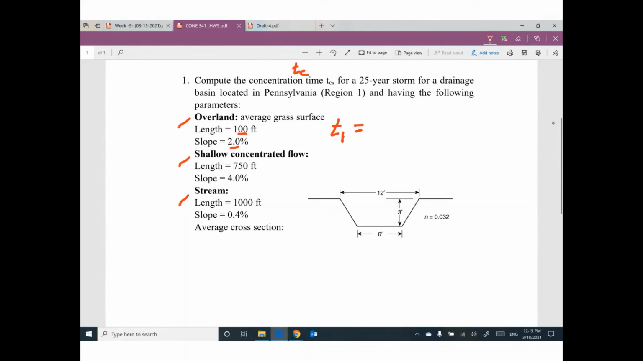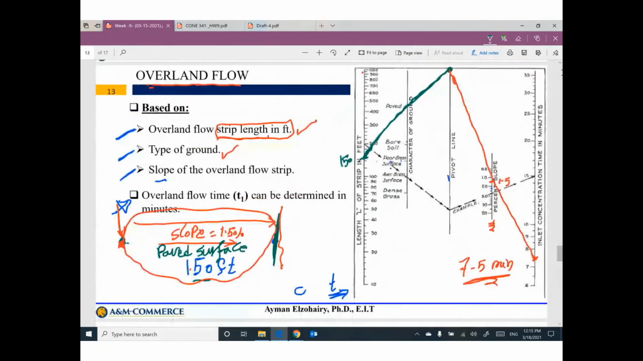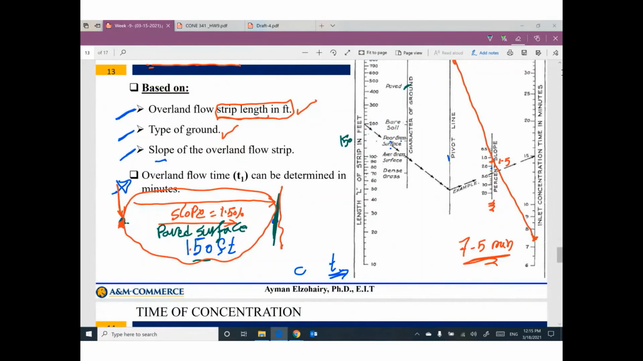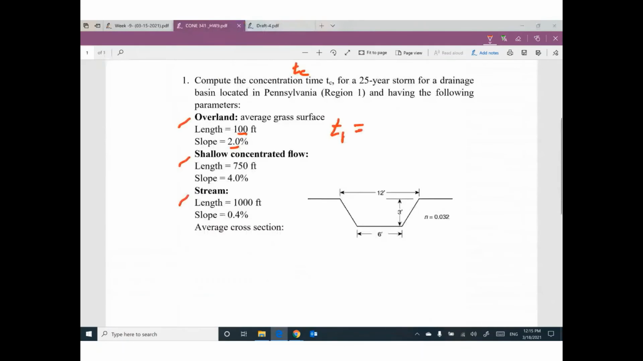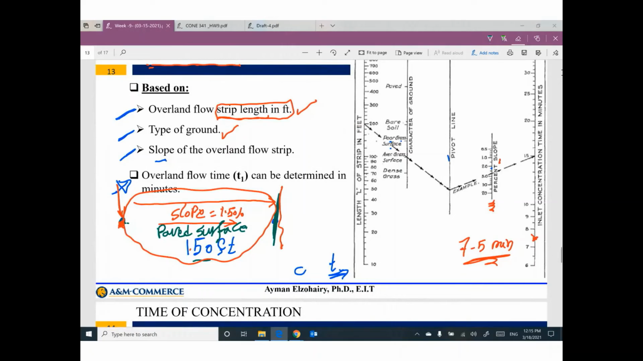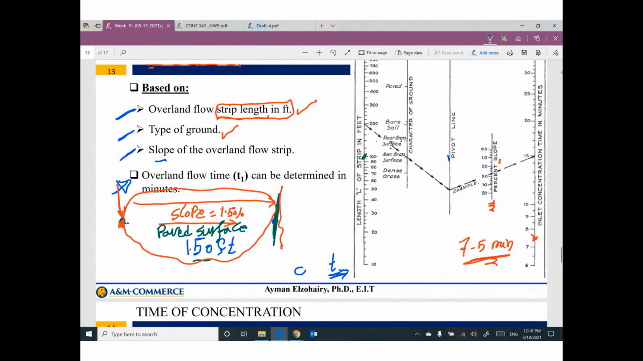Yes, I can. I will open my note, go back to the overland flow, which is this one. I will delete any previous information, and let's read. The length is 100 feet. Okay, 100 feet, I'm here. And the ground surface is average grass surface. Average grass surface, we are here.